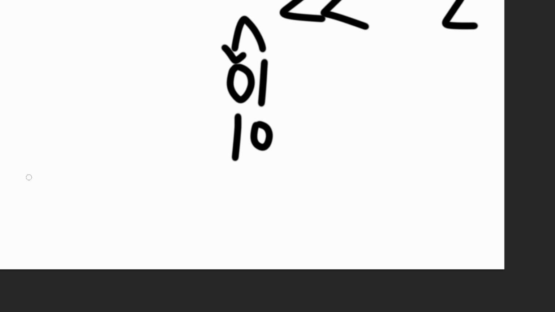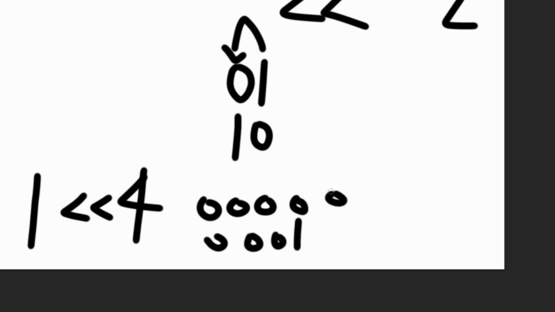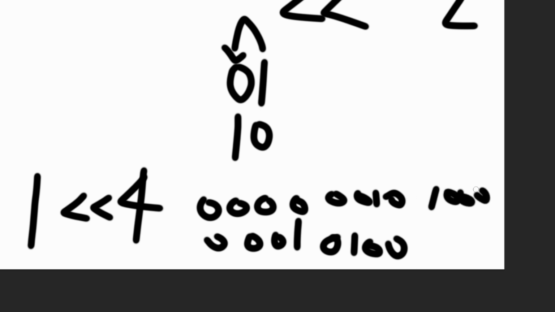So the operation that we want to do would look something like this. 1 shifted left 4 times. And that would look like this. We start with 0, 0, 0, 0. If we do it the first time, we have 0, 0, 0, 1. If we do it the second time, then we have 0, 0, 1, 0. If we do it the third time, it will look like 0, 1, 0, 0. And finally, the fourth left shift, it would be 1, 0, 0, 0. And now we can compare these two values.